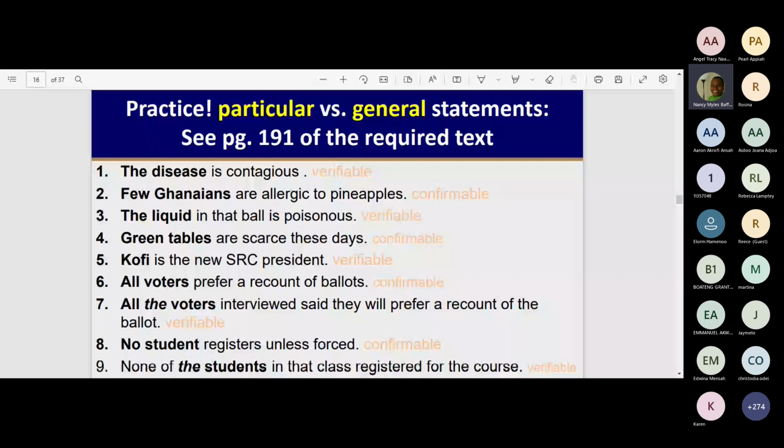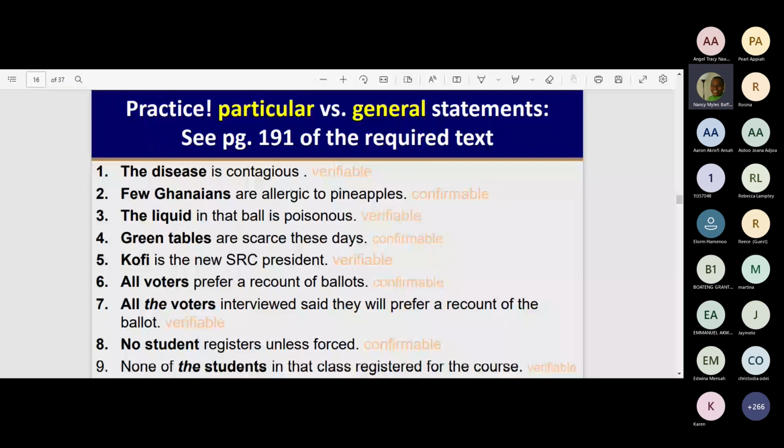Example 6 says, all voters prefer a recount of ballots. I want you to see it. Remember, it's critical thinking. Now look at 7. Example 7 says, all the voters interviewed said they will prefer a recount of the ballot. We have a specific group of voters in mind, those that were interviewed.